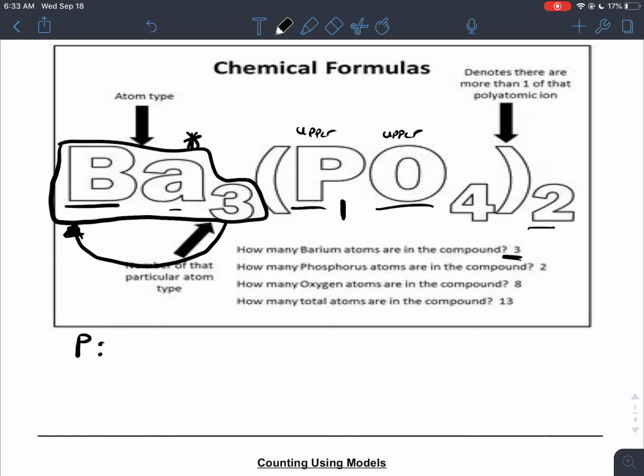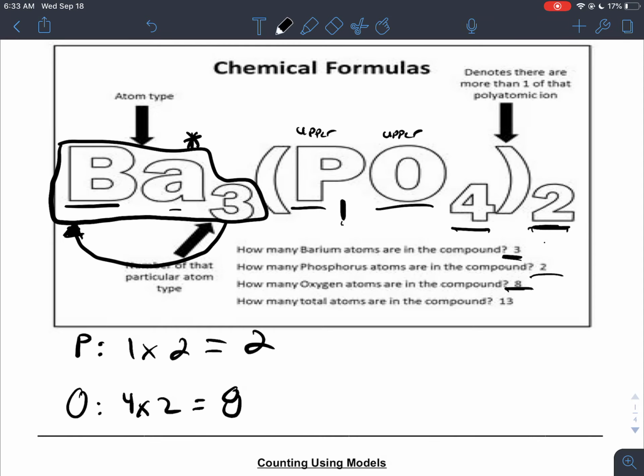And then you have to apply the subscript outside the parentheses. All you have to do is multiply these 2 numbers together. 1 times 2 for phosphorus. That multiplication should get us 2. There are 2 phosphorus atoms. We check our key. That's correct. Oxygen, same idea. Subscript of 4. Outside the parentheses, there's a subscript of 2. Multiplication gives you 8. All right? Perfect.